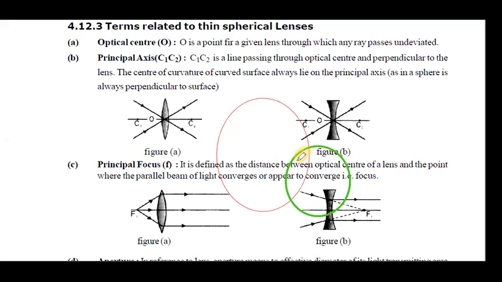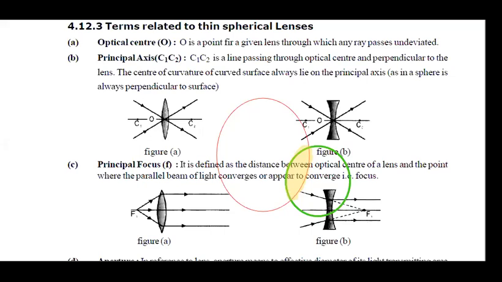Suppose this is your lens. This yellow one is your lens. Is it made up of one sphere or two spheres? Tell me. One sphere, two spheres. Think about it. Both will have different centers now. Tell me, both will have different centers? Yes or no? Try to understand this very simple concept.